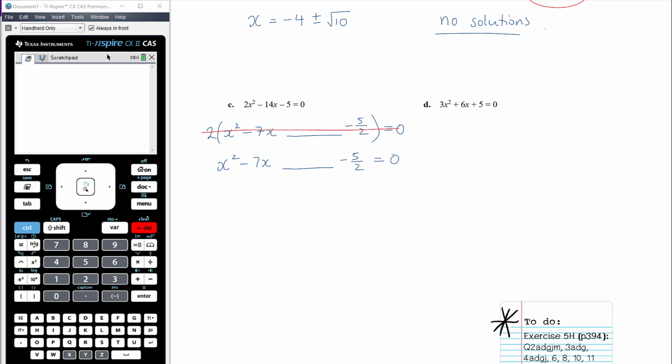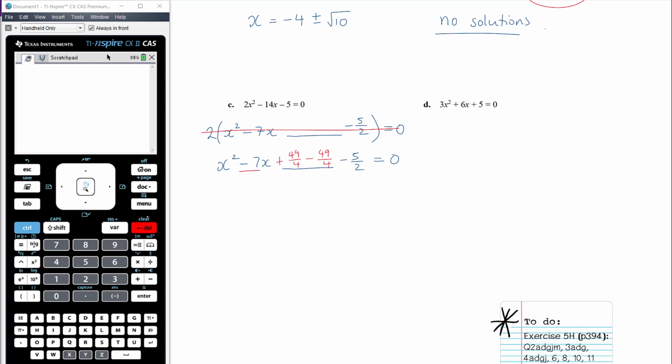Alright, so we've divided out the 2, so we now have a monic quadratic. We now want to factorise, so we're halving and squaring. So negative 7 divided by 2 squared is going to be 49 on 4, okay? And again, I want you to try and get good at being able to perhaps do that in your head. 49 on 4, so we need to add in 49 on 4 and take away 49 on 4, okay?